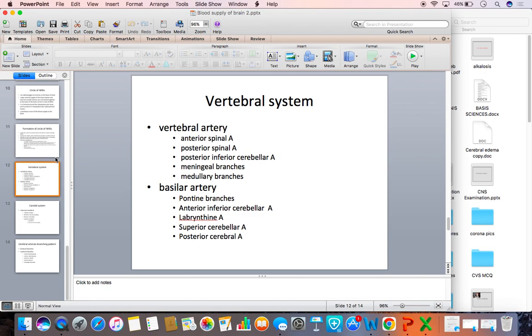Basilar artery gives branches to the pons, anterior inferior cerebellar artery to the cerebellum, labyrinthine artery for the internal ear, superior cerebellar artery, and ultimately terminates as posterior cerebral artery. These are the branches of the vertebrobasilar system supplying the brain.